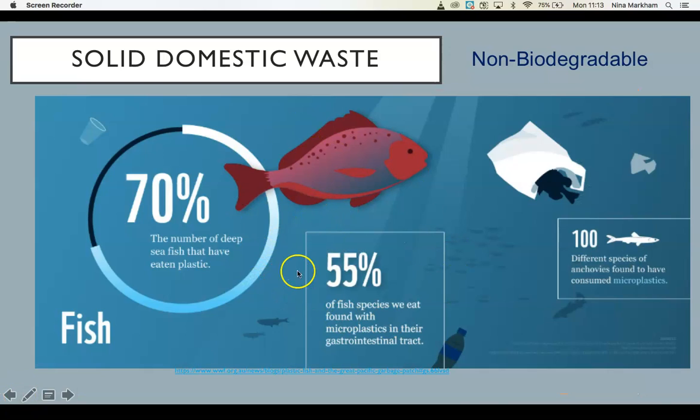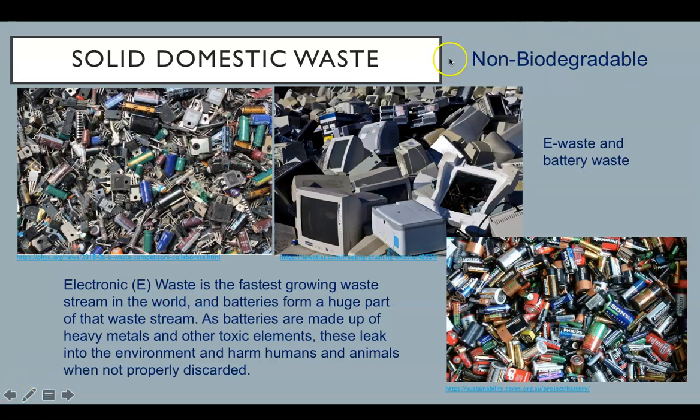In fact, 55% of fish species we eat have been found with microplastics in their gastrointestinal tract. Additional studies show that microplastics also accumulate in the flesh of fish. 70% of deep sea fish have eaten plastic, and 100 different anchovy species, those low on the food chain, have been found to consume microplastics.